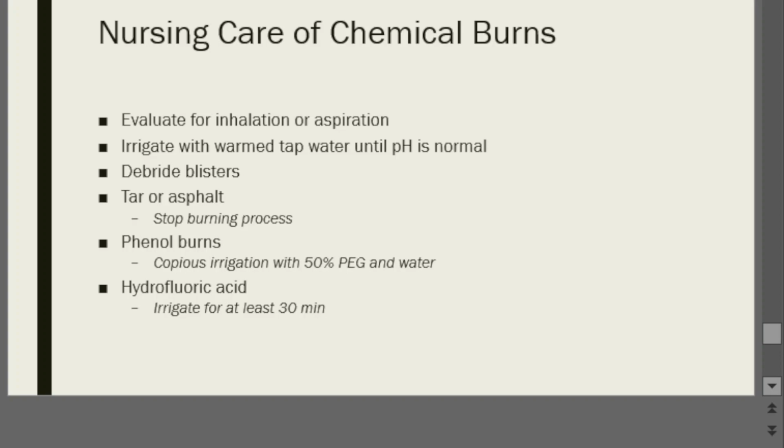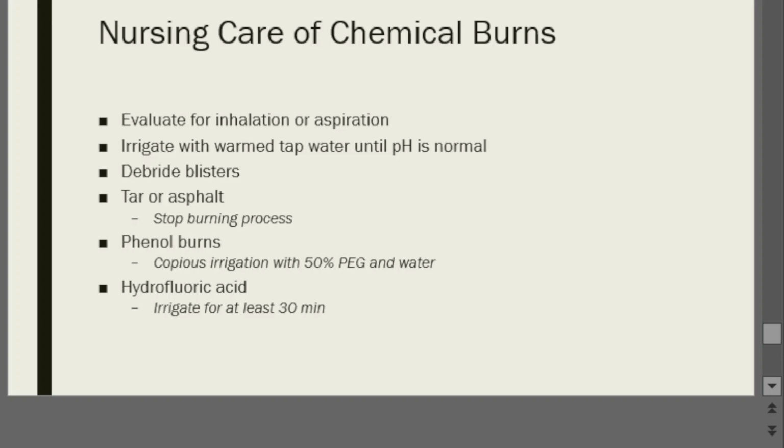Nursing care for our chemical burn patient. We need to evaluate whether there was any inhalation or aspiration, and then consider oxygenation and ventilation for the patient that might have inhaled or aspirated. Then we are going to irrigate the skin until the pH is normal. Normal pH of skin is around 5.3. In this case, we will use warmed tap water, not too hot.